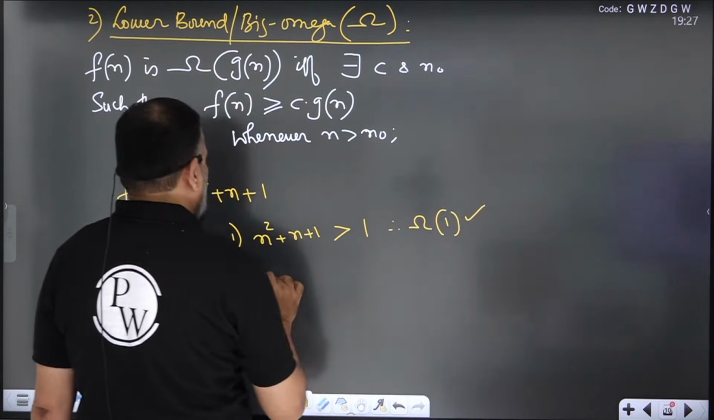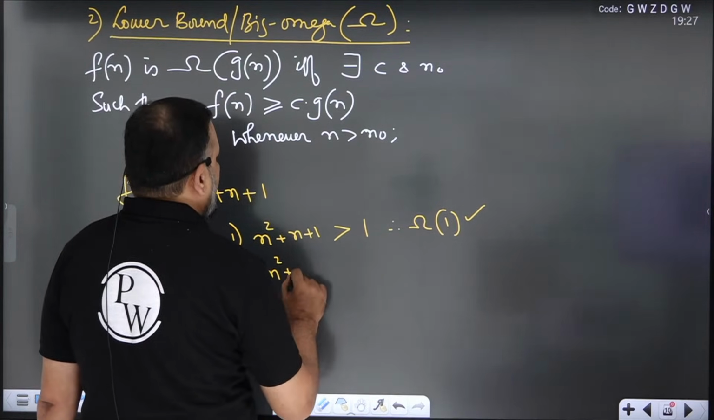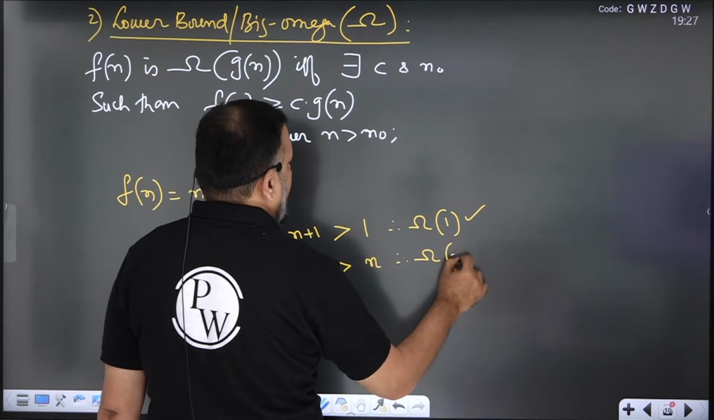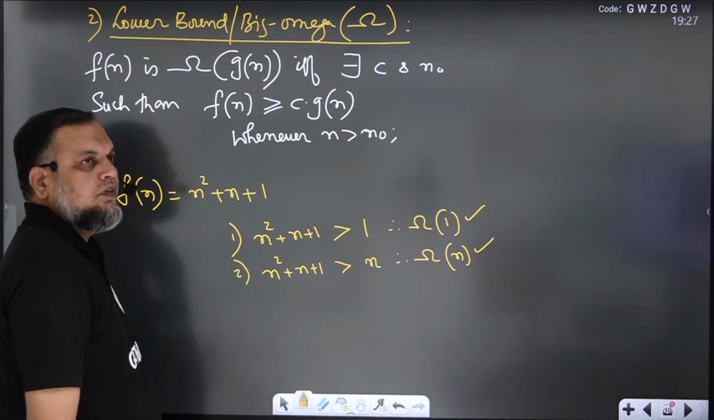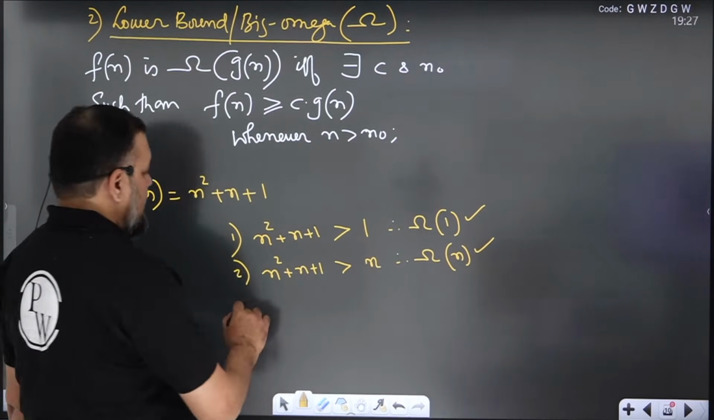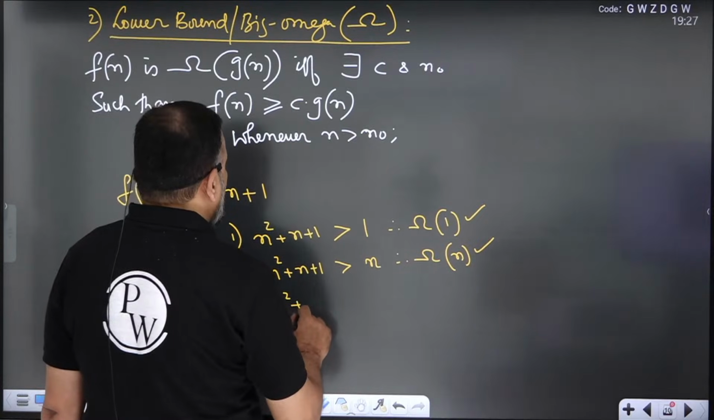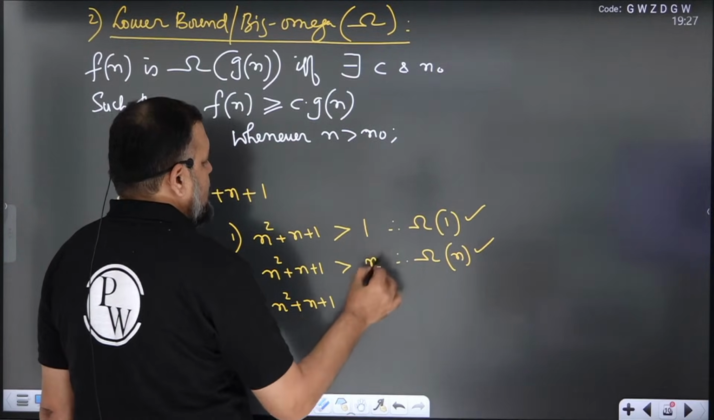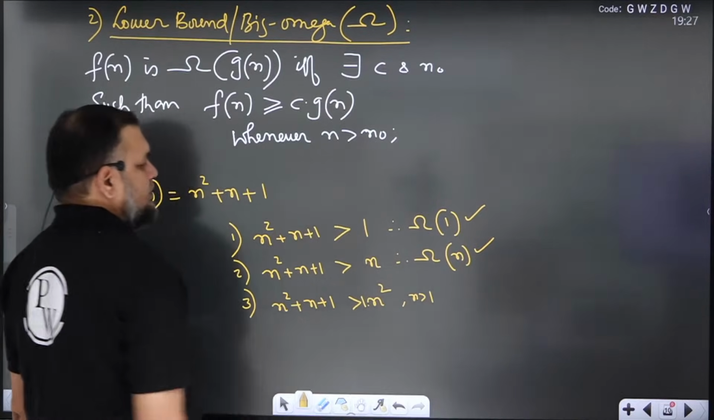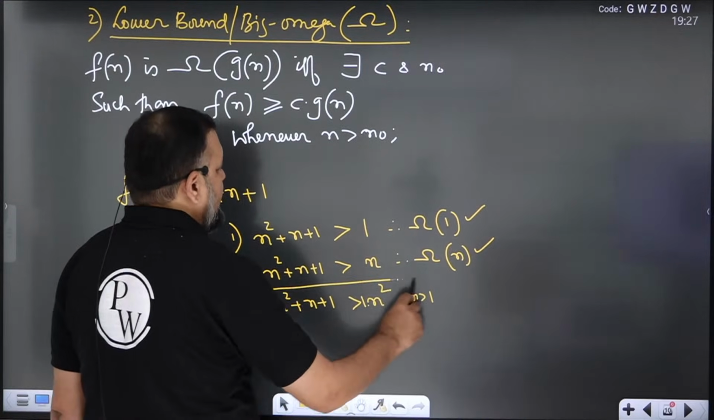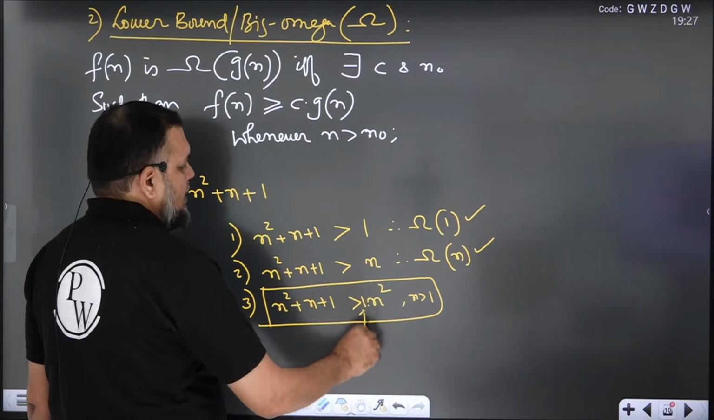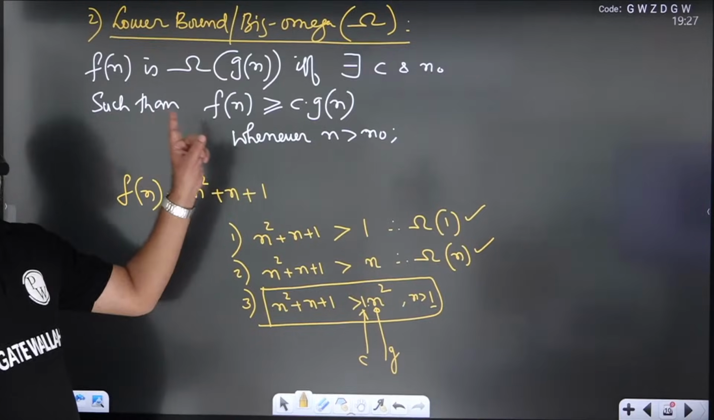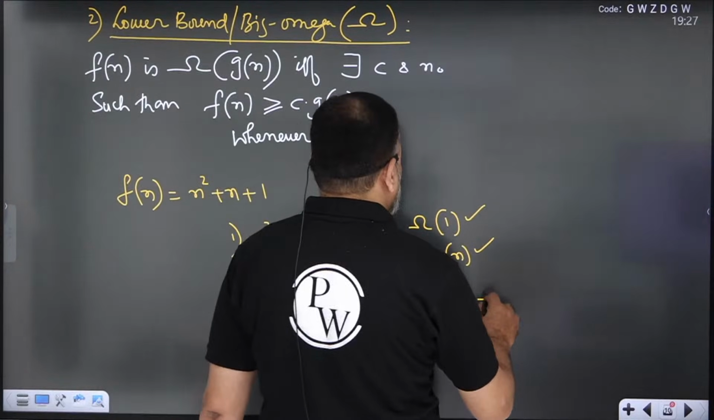Absolutely right. But second point, n square plus n plus 1 is also greater than n, so therefore it is omega of n also. This is also right. Look, children, third point: n square plus n plus 1 is also greater than 1 into n square whenever n is greater than 1. Now if you map this to the definition, this is my c, this is my function g, this is my n naught. So it is obeying the inequality, and with this I can say this is also omega of n square.